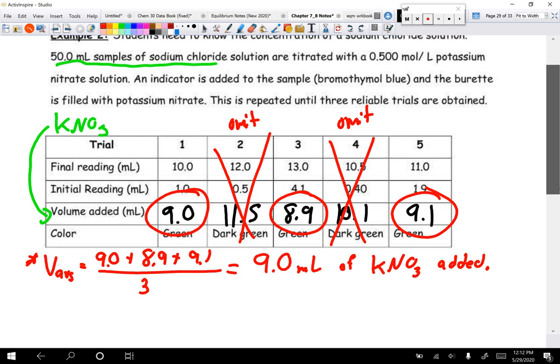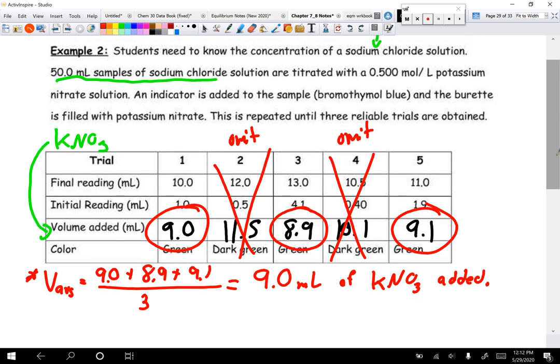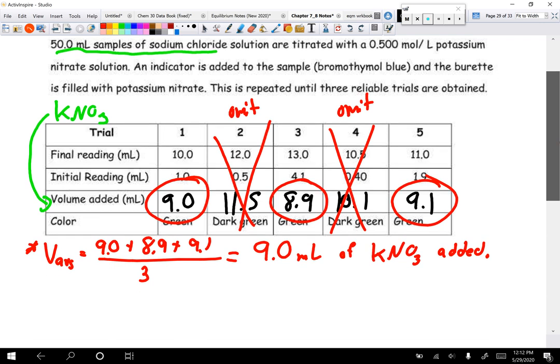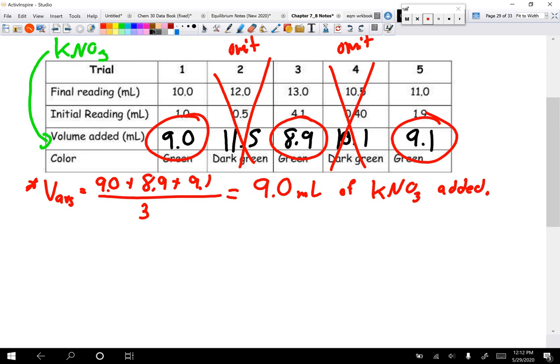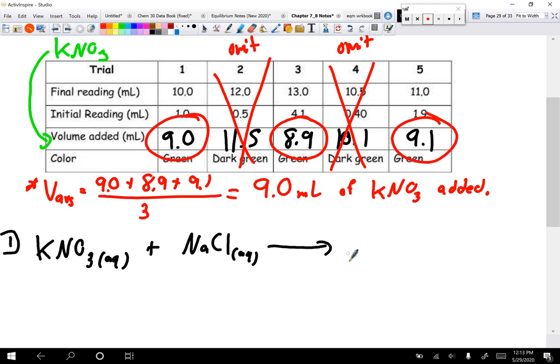Now that we have all of the information that we need, so we know what our want is, we know our given, we have the average volume of our titrant. Now we can go through our 4 steps of stoichiometry to solve the question, right? So step 1, balanced chemical equation. Well, we have our potassium nitrate solution reacting with our sodium chloride solution, a double replacement reaction. So we're going to get potassium chloride solution, and of course our sodium nitrate.